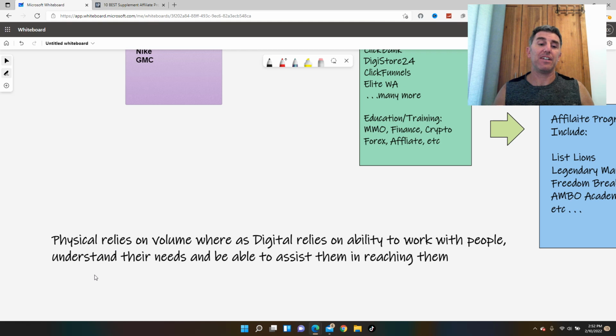Now, again, physical product relies on volume, where digital relies on the ability to work with people, understand their needs, and assist them in reaching their goals. If you care about people, if you want to get involved with people, you don't have to, but you'll be more successful. And if you want to get to making $5,000 a month in 4 to 6 months, this is how you do it. It works for all those who stick to it and really push it. It works for them, and it's because you follow the blueprint. You just can't mess with it.